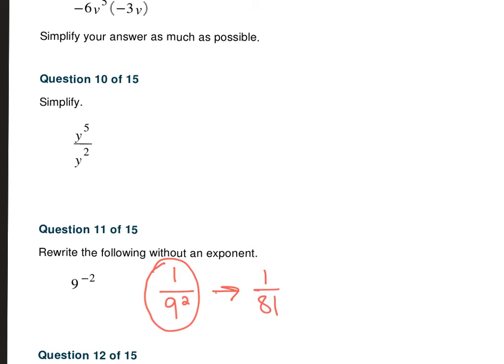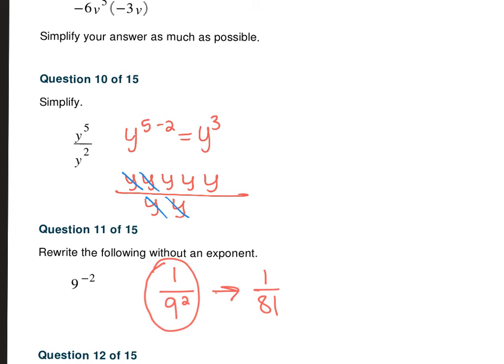Problem number 10 asks us to simplify the following. So I have y to the 5th over y squared. Now, if you recall from the notes, on this one, we would subtract our exponents. So it would almost be like y to the 5th minus 2, which is y to the 3rd. However, if you forget that rule, you can write it in expanded form. So I have y times y times y times y times y over y times y. And what I can do is cancel, cancel, cancel, cancel, and I'm left with 3 y's on top, which we simplify to y cubed.